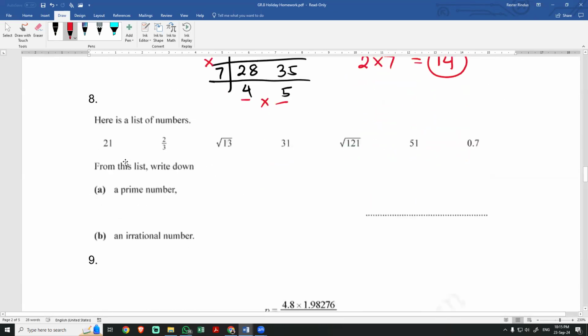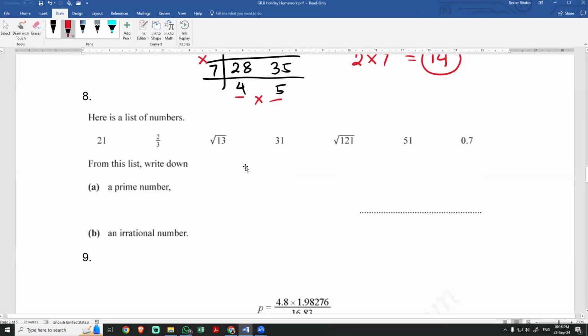The next question is: here's a list of numbers. It says, let me see if I'm sharing. Okay. Now it says here, from the list, write down a prime number. A prime number is not divisible by anything other than itself and 1, as we know. So this is out, because that's basically a fraction. This is a fraction also, or a decimal. It cannot be.